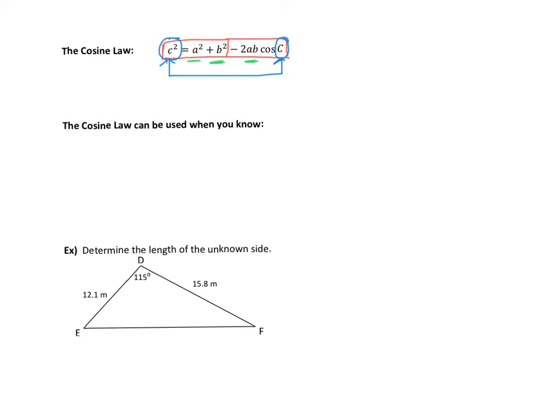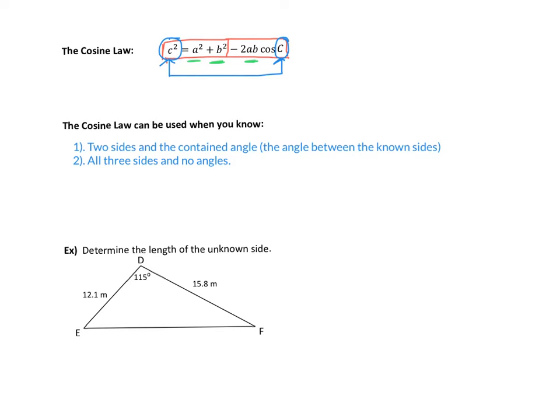The cosine law can be used in the example we just had, where we have two sides and the contained angle, the angle between them. The other time it's used is when you know all three sides and no angles at all. But we're going to leave that for part 2. That'll be tomorrow's or the next lesson after this one.